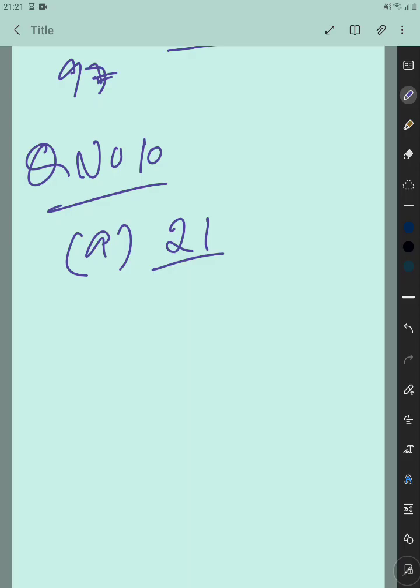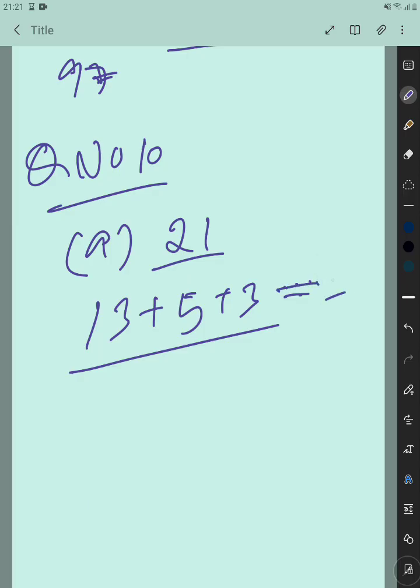So 21 can be represented as, let's try, 13, 5, okay, it's there. So 13 plus 5 plus 3. This can be represented like this, and this will be equal to 21. So the answer of this first question is this one. And the B part is 31.